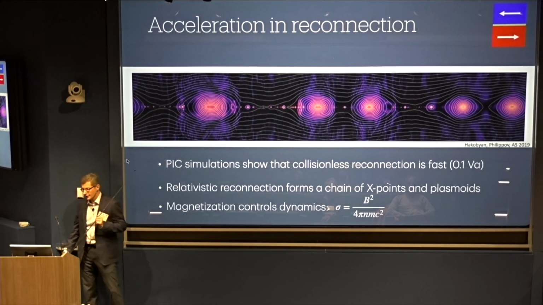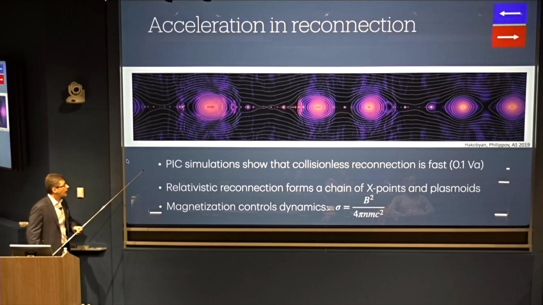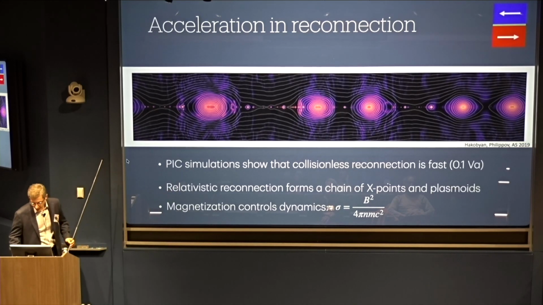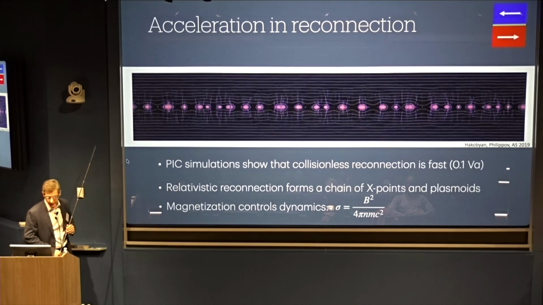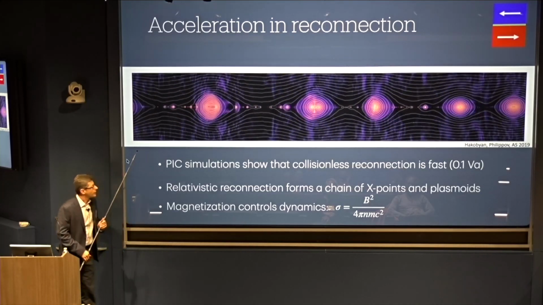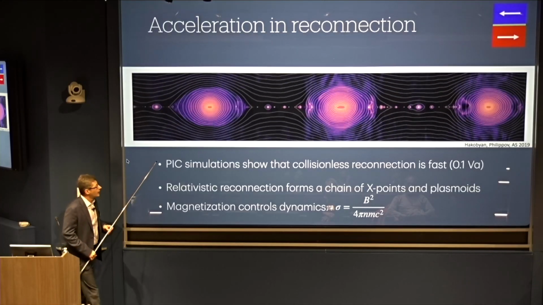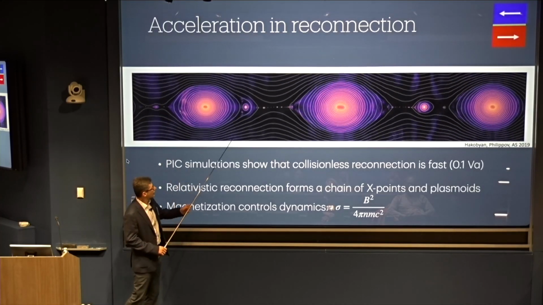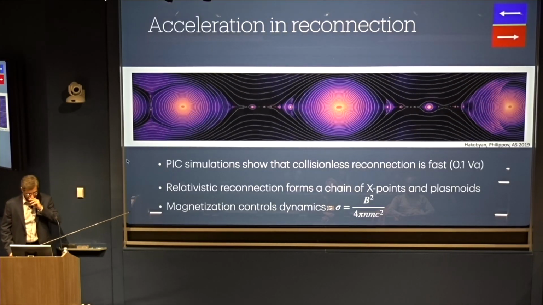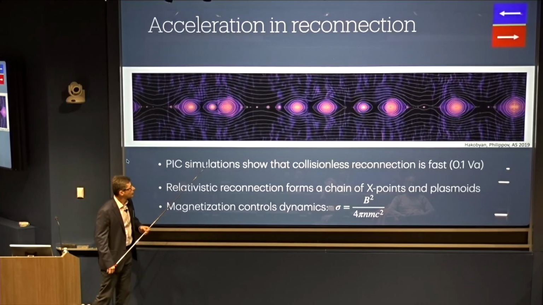Let's talk about reconnection and acceleration in reconnection. Here is a simulation of a canonical relativistic reconnection, where you can see the formation of X points and advection of X points towards large plasmoids, collisions of plasmoids, et cetera. A beautiful hierarchical evolution of an unstable current sheet.